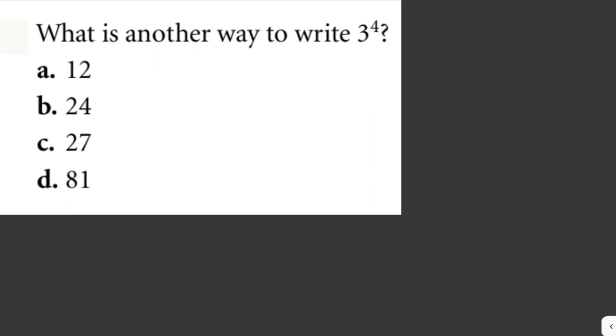What is another way to write 3 to the 4th? So we're given here 3 to the 4th, or 3 raised to the power of 4. That means we multiply 3 to itself 4 times. So this would be 3 times 3 times 3 times 3. And this is just equal to 81. So the answer is letter D.